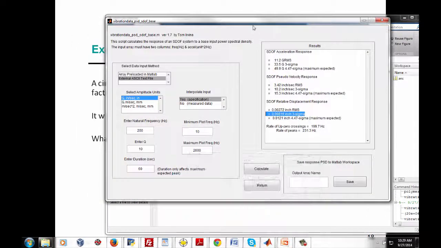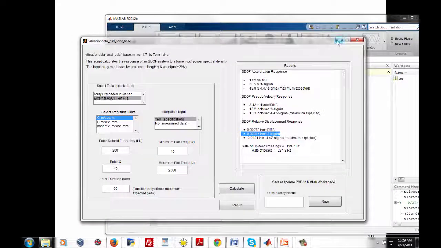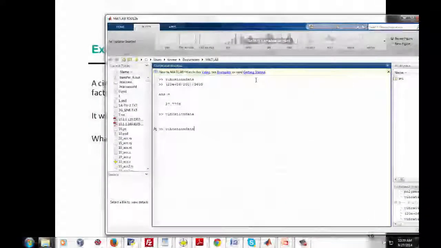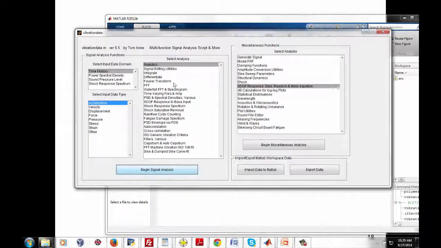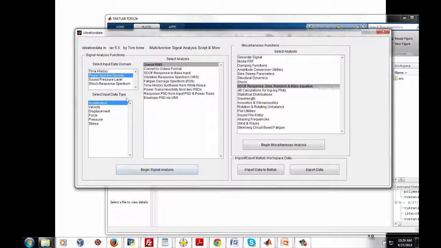Let's just do one other thing. So this is just kind of review exercises here. Let's do another review exercise. So let's go to vibration response spectrum under PSD. We've done this before.